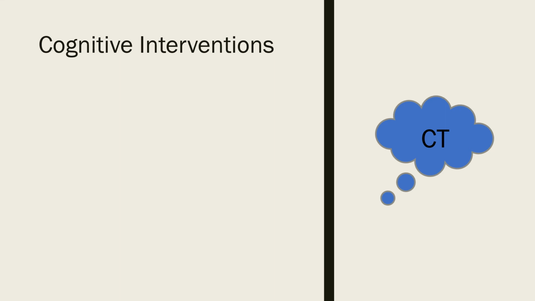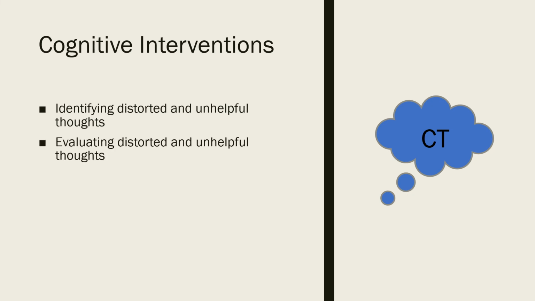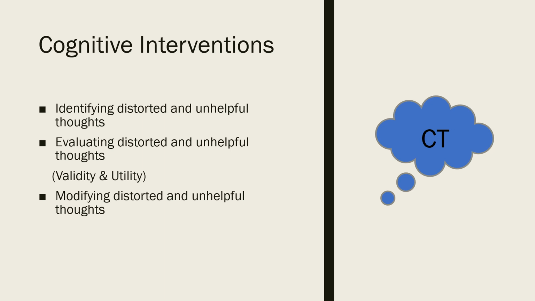In addition to exposure, you will use a lot of cognitive interventions that you've learned so far in class. First, by identifying distorted and unhelpful thoughts, including automatic thoughts, intermediate or core beliefs, and evaluating those thoughts by looking at the validity and utility of those thoughts, by engaging clients to look at evidence for and against those thoughts, and also advantages and disadvantages of holding those beliefs, and then modifying those thoughts.